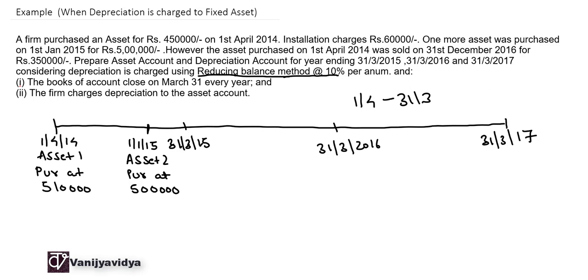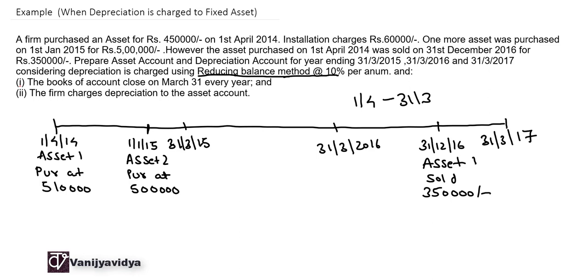Okay. Now, however, the asset purchased on 1st April 2014 was sold on 31st December 2016. So 31st December 2016 will be in the third year. The asset which was purchased on 1st April 2014, that is asset 1, sold for 3,50,000. Okay, so these are all the events.